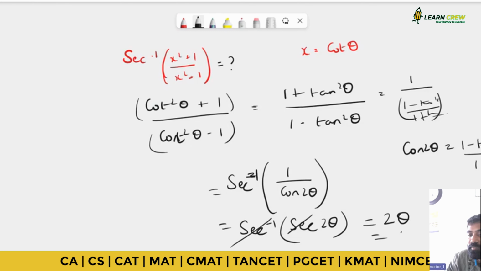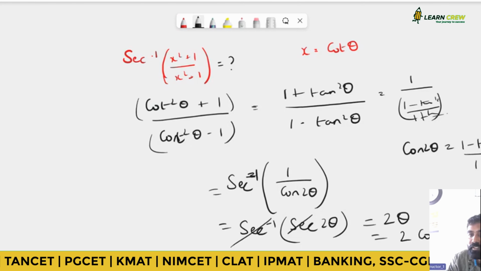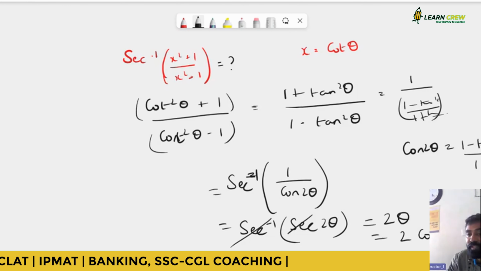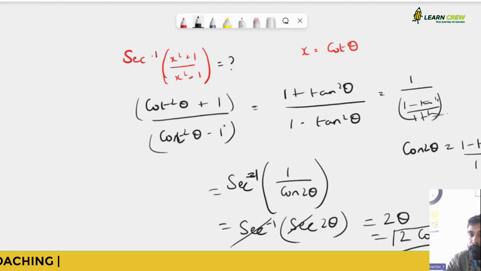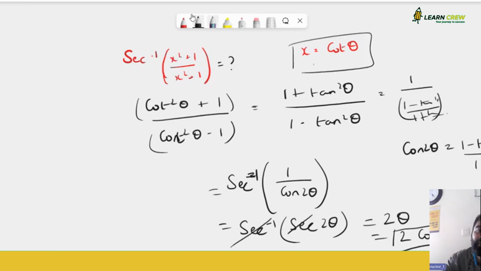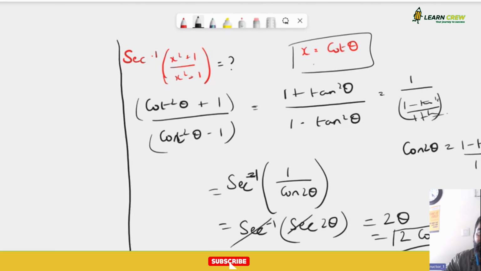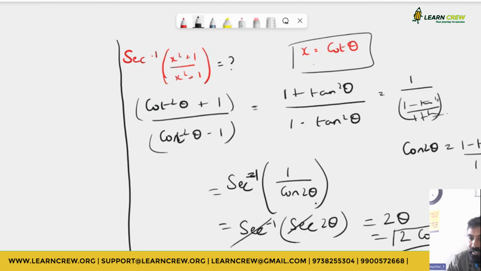What is theta? It is nothing but 2 cot inverse of x. I'm just replacing x, taking it as cot theta. In case I'm taking x as tan theta, then the entire thing will become negative. Then the negative sign means here it will get negative.